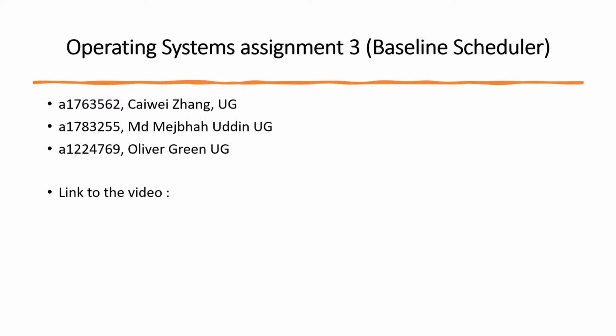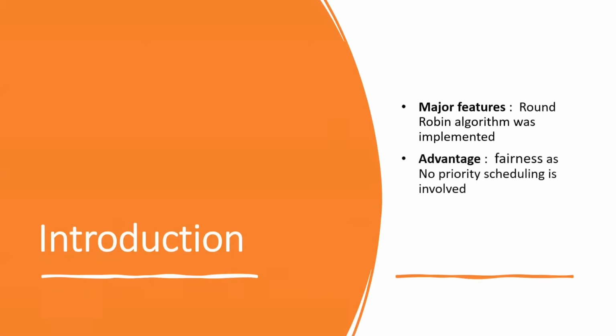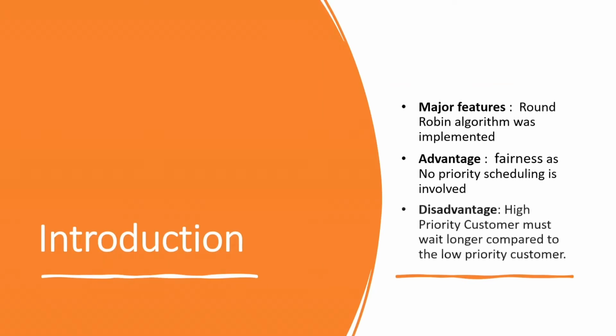Now, I would like to talk about the baseline CPP feature. The round robin algorithm is implemented in this CPP. Now I would like to talk about the advantage and disadvantage of round robin. The advantage is fairness, as no priority scheduling is involved. The disadvantage is that a high priority customer must wait longer compared to a low priority customer.